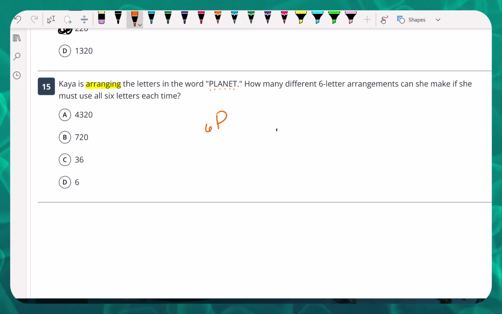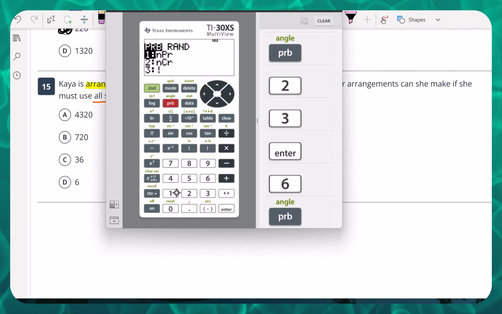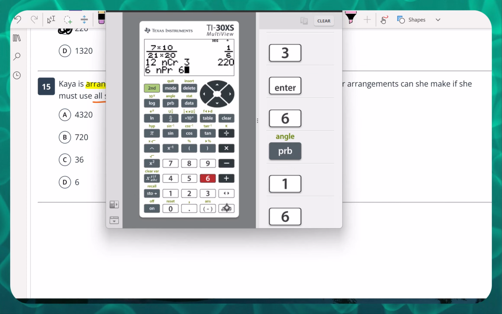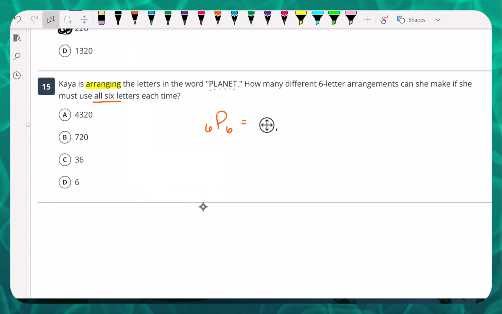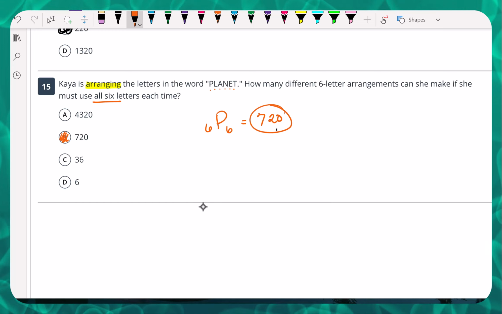And then it says how many different 6-letter arrangements can she make if she's using all 6 letters. So I'm going to do 6 pick 6, use your calculators, 6 pick 6, and I get 720 possibilities. So that's basically saying that you've got 720 different ways to rearrange the letters P-L-A-N-E-T.